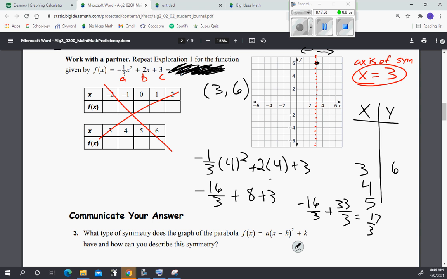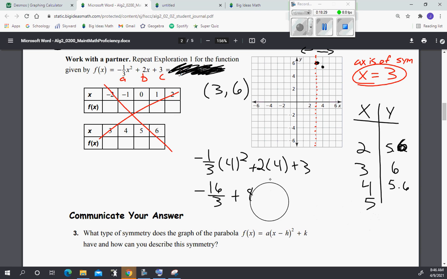17 over 3 is roughly what? 5 2/3. So when x is 4, we're going to get 5 2/3. About there, 5.6. Axis of symmetry, right? When x is 2, guess what we're going to get? 5 2/3. Now we only have to find one more number. So you really only have to find the vertex and then 2 points. That's all you need, because then 2 other points you get for free.